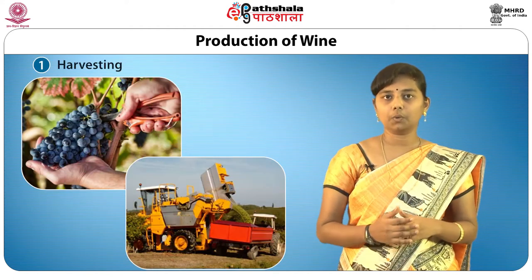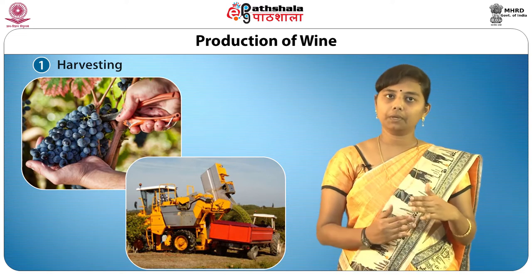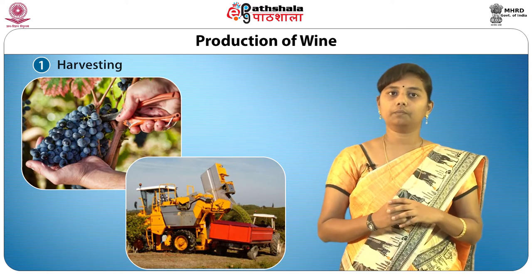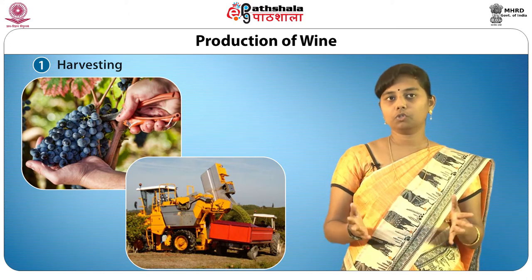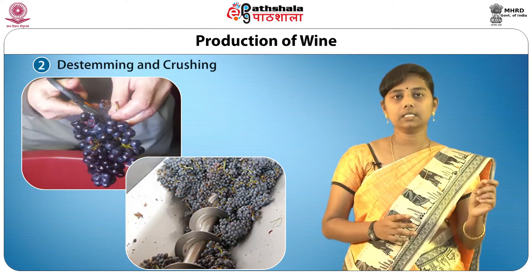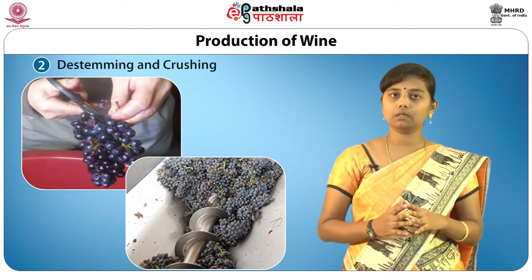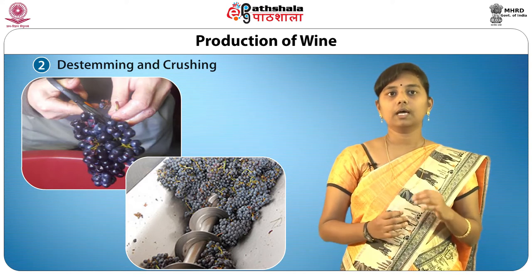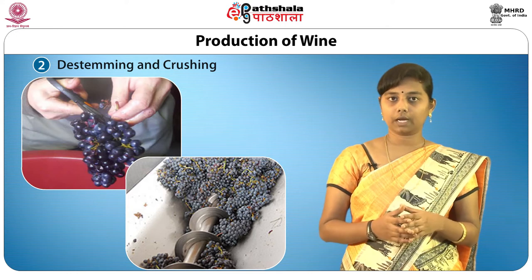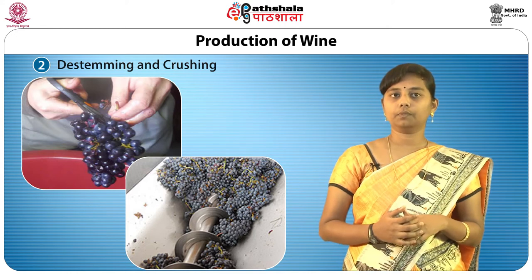The grapes are harvested 1 to 3 weeks after color change and when the pH is about 3.25. Harvesting can be performed either manually or mechanically. Destemming is the process of separating the grapes from the stems. Before the fermentation process, the stems are removed as the stems contain a high level of tannin, which also imparts a vegetal aroma to the wine.